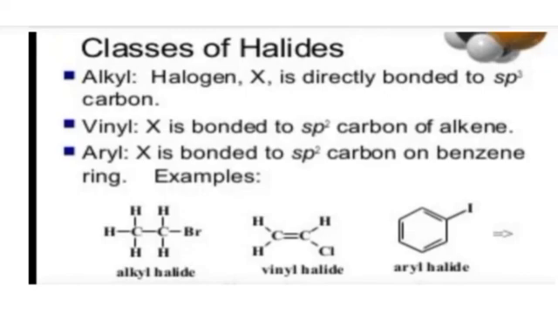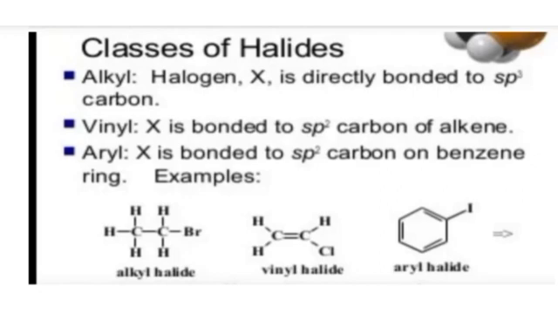So here, alkyl halide. I am discussing alkyl halide. Halogen X is directly bonded to sp3 carbon, because all are single bonds, so sp3. And next, vinyl. What's the difference between vinyl and aryl? Both are sp2 only, but in vinyl the double bond is present between two carbons, so that's why it is named vinyl halide.